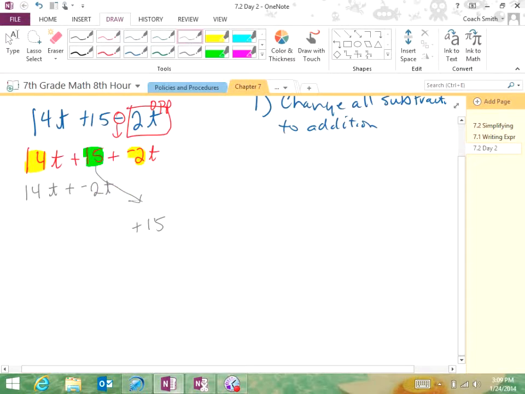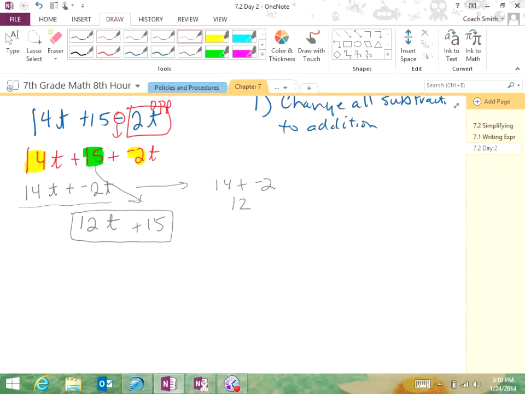Now, this part of the problem is the same thing as 14 plus negative 2. 14 plus negative 2 is 12, but then I've got to keep the t with it. So it becomes 12t. And so my answer is 12t plus 15. Can't go any further than that. That's it. It's done. Okay?